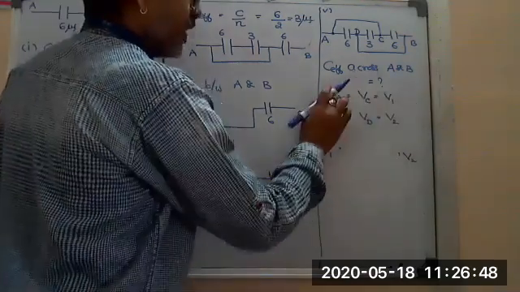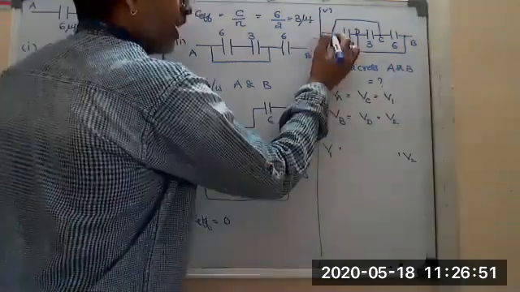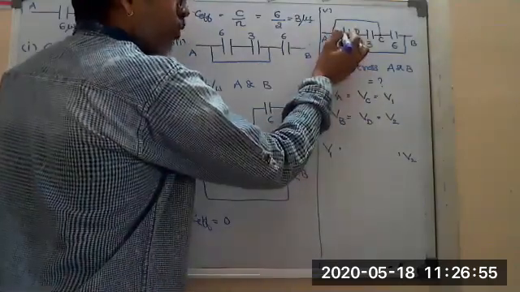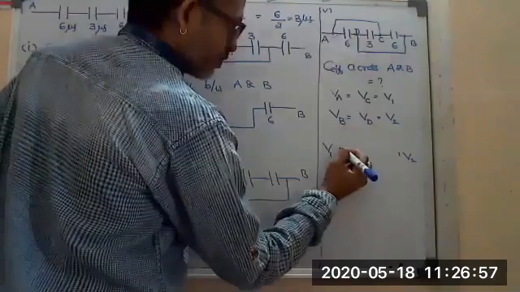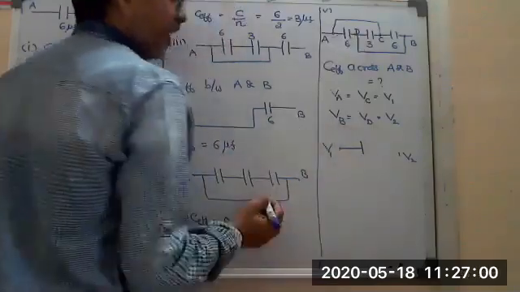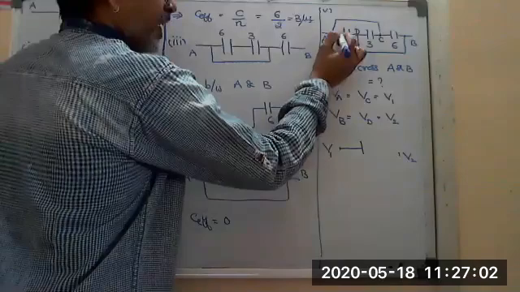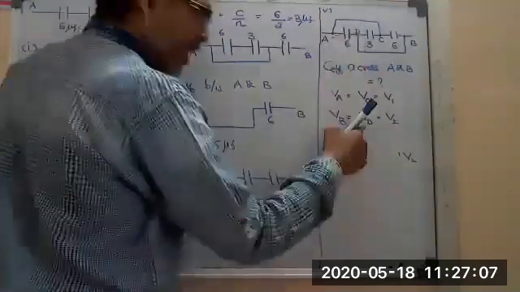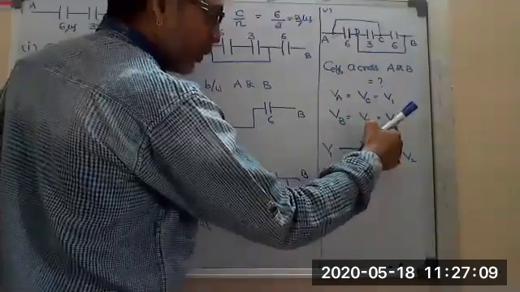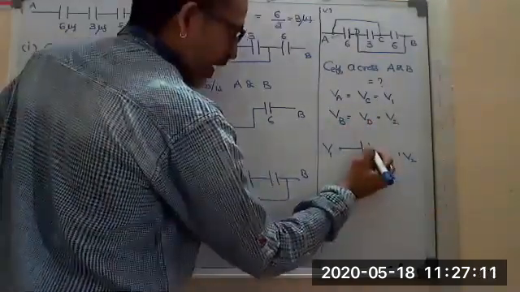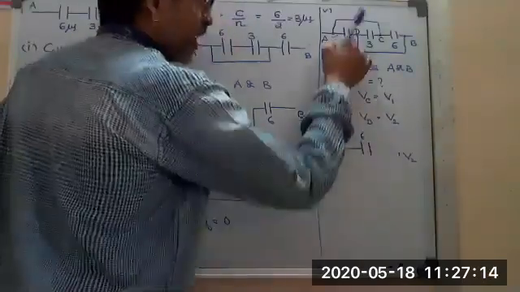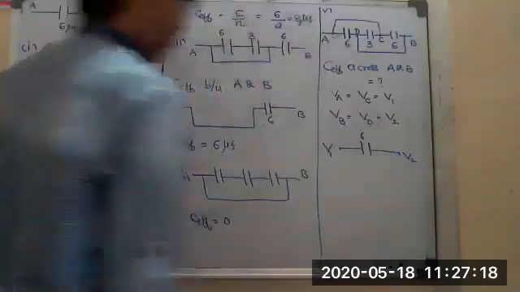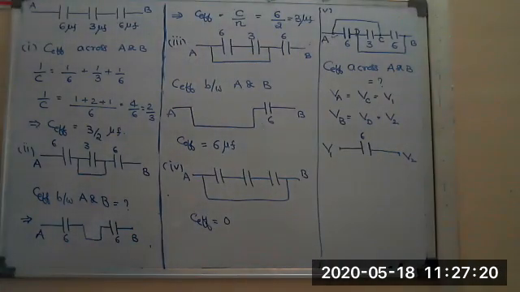V1 means V at A. Here, for the first 6 microfarad, one end is connected to V1. And the second end of this capacitor is connected to D. D means connected to V2. So the second plate of the 6 microfarad is connected to D, that is to V2. First capacitor over, Nana.